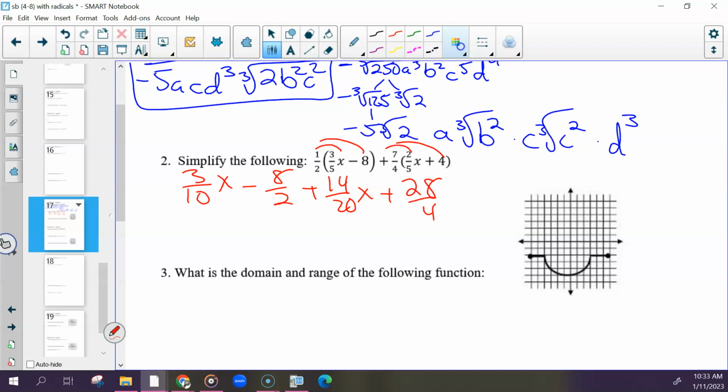You could simplify 3 of these things. So 3/10 x would stay the same. This would become negative 4. This would become 7 over 10 x. And then this would become a 7.